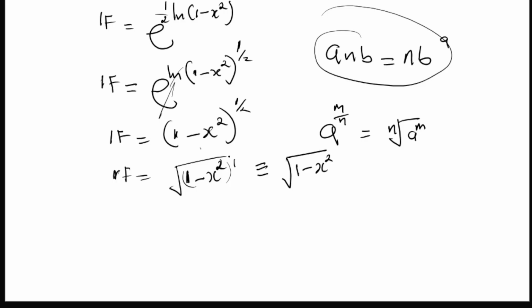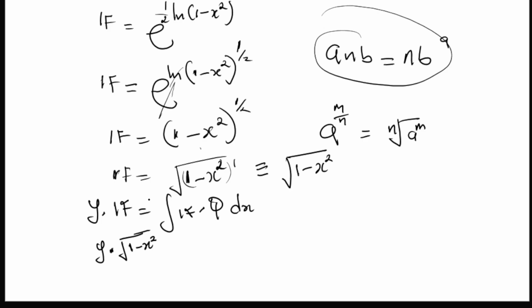The next thing is to apply what you have here to your last IF statement. And the last IF statement says y times IF is equal to the integral of IF times Q dx. Let's apply our last IF statement. If you apply it, you simply have this to be y multiplied by the square root of 1 minus x squared, because that was our IF, our first IF statement.